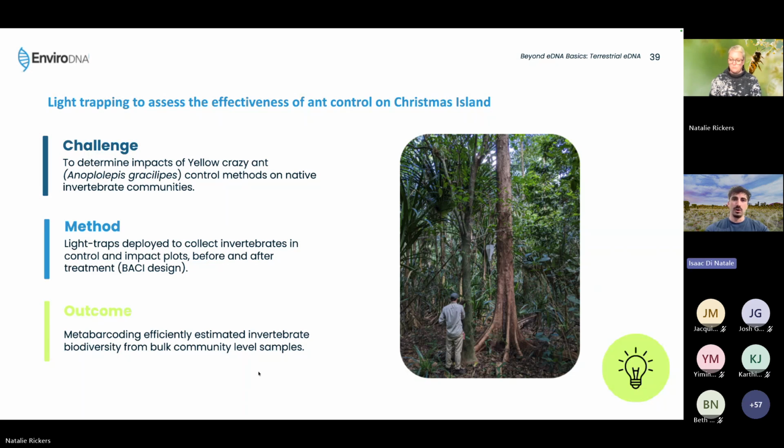So here the light traps were deployed in control and treatment plots that corresponded to before and after yellow crazy ant management intervention. And the light traps attracted and funneled a broad range of insects into preservative buffer, which is generally just ethanol. And that allows them to be preserved before being shipped and extracted and analyzed in the lab. So metabarcoding was applied to help estimate insect biodiversity and the changes in trends before and after those ant control measures. And I'm sure it's no surprise that that biodiversity showed a significant increase without the ants being present in the plots.